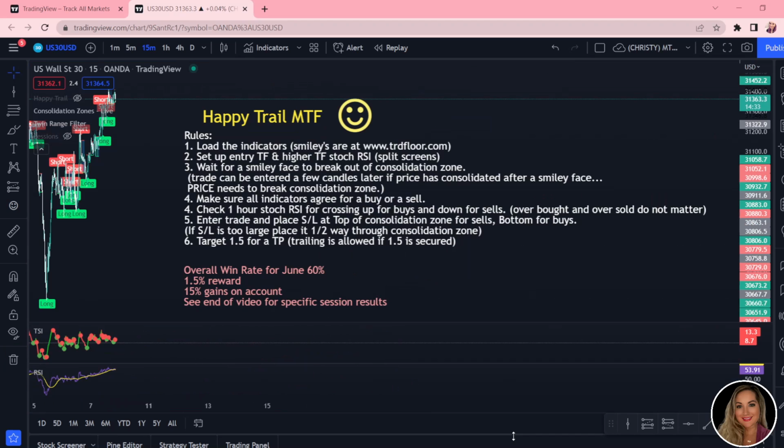Okay, guys. So quick screenshot again here, just to run through your rules so you understand them, whether you're using version 1 or version 2. Let's get into the data now. You already saw, I told you earlier on, the overall win rate for June, trading everything, was 60%. That was using a standard 1.5% reward, and the gains on the account for everything was 15% when you traded every session.